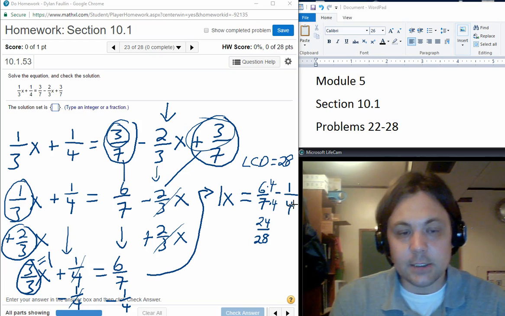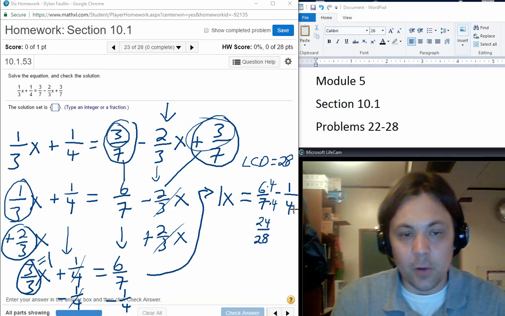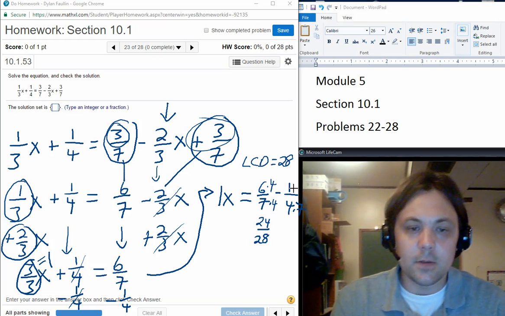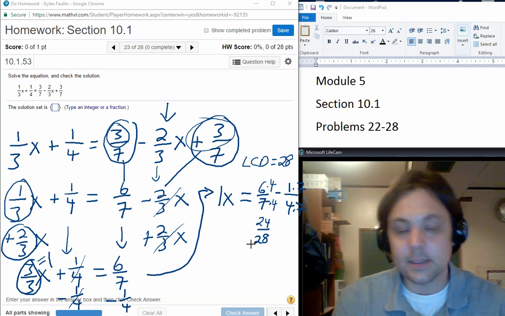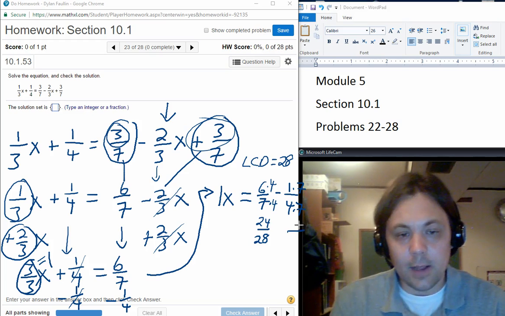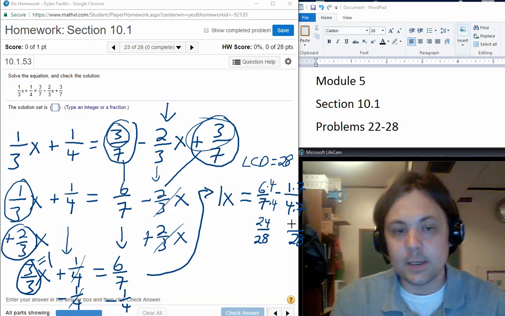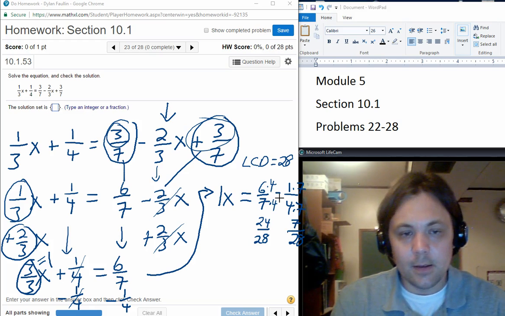For the second fraction, to make this a 28, I have a 4 here already. To make it a 28, I have to multiply by 7. So I have to do the same thing to the top, multiply 7 to the top. So on the bottom, we'll have 4 times 7, which is 28. On the top, we'll have 1 times 7, which is going to be 7. And we're still subtracting them, so copy down the minus sign.